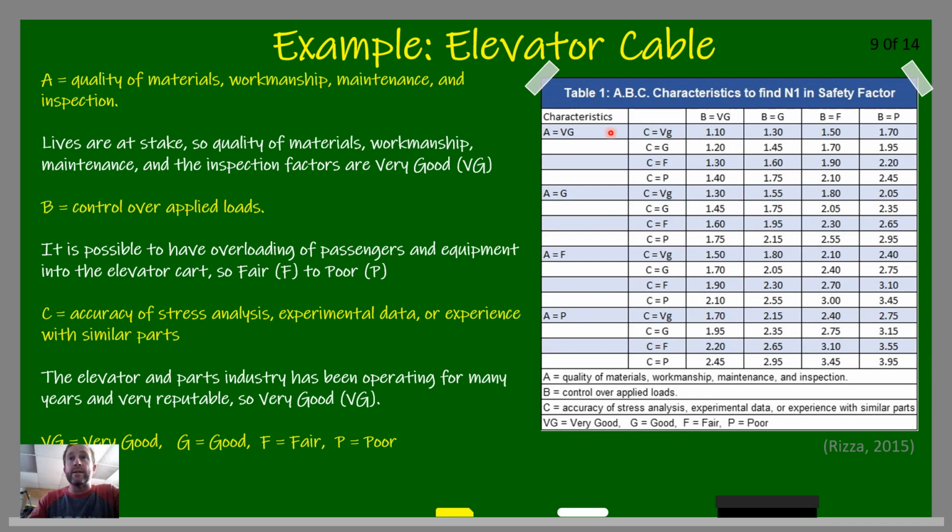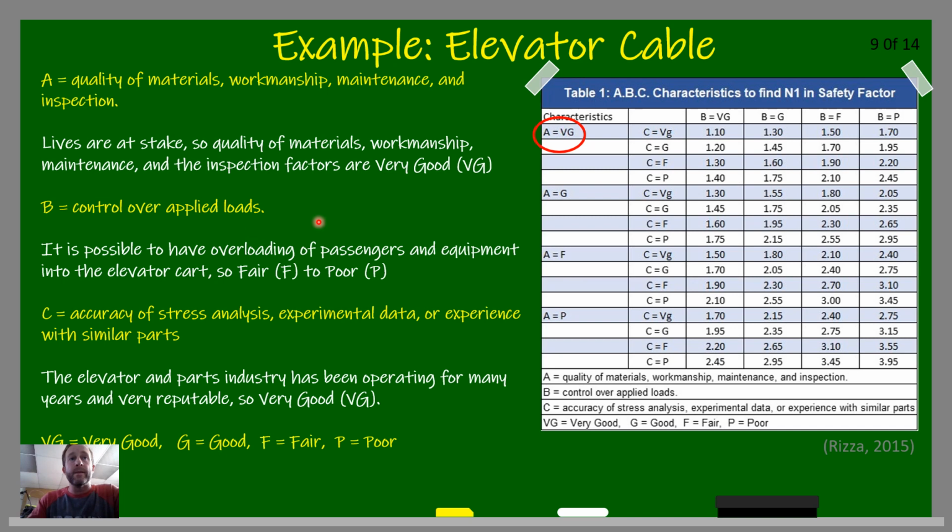All right, we're going to look at our table here. I want you to follow me here somewhat. In our A, we chose very good, right? So that's over here, our A characteristics down the row here: very good, good, fair, and poor. So in this section coming across, this is going to be a value somewhere in here, but which value do we choose? Let's look at some more choices here.